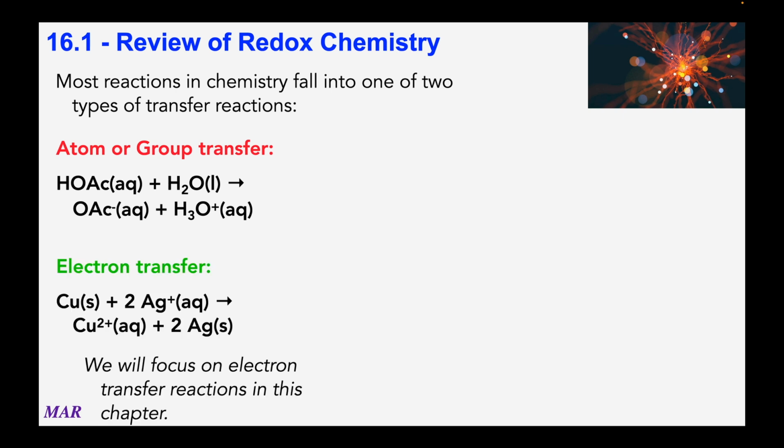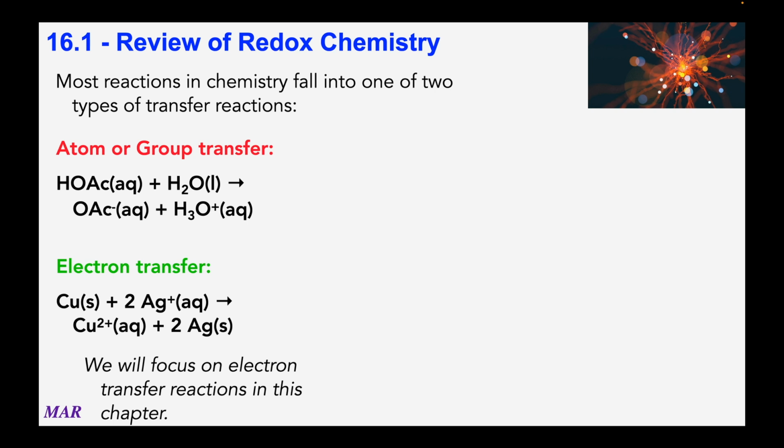But in this chapter, we're going to look at what's called electron transfer. And in electron transfer, you may not see the atoms change at all, like in this example right here. In this reaction, copper metal, which is copper solid, reacts with two silver plus ions, which are dissolved in water, to make copper 2 plus ions, aqueous, and two silver metal atoms, two silver solids. And that's what we're going to focus on here.